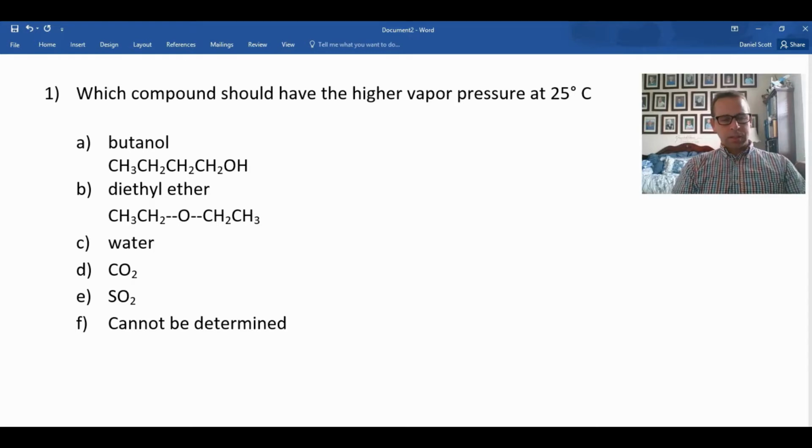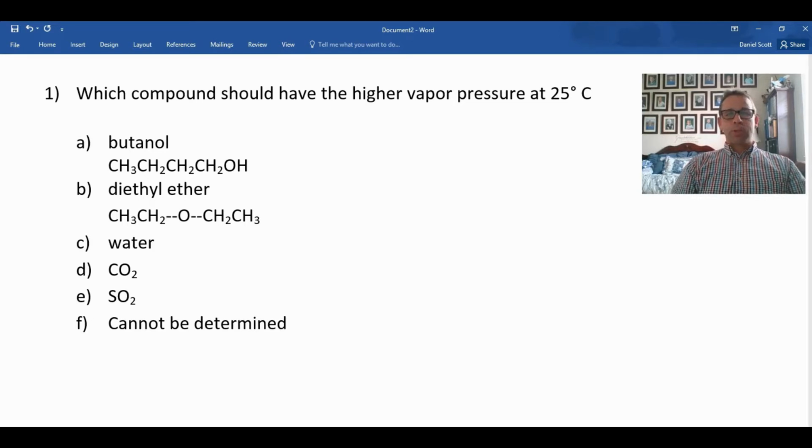So please take advantage of this opportunity and work through every problem by pushing pause after you look at the question, read through the question, and then try to formulate an answer for yourself. All right, so the first question: which compound should have a higher vapor pressure at 25 degrees Celsius? Push pause now and take a shot at it.